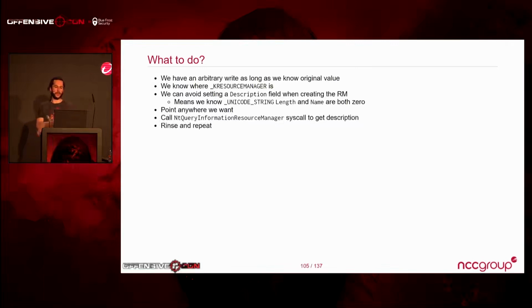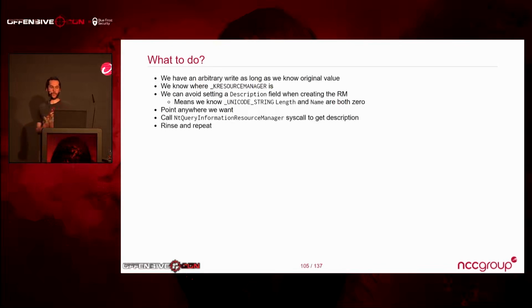And actually we used a KResourceManager description, because when we create a resource manager, we can create one that has a description which is null. So the name pointer and the length of the Unicode string will both be 0. And so we know the initial value, and that's exactly what we need for using our increments. We need to know the initial value. So we know they are 0, and we know the address of the resource manager because it was leaked in the initial leak. So we can actually overwrite the length and the name to build an arbitrary read primitive.